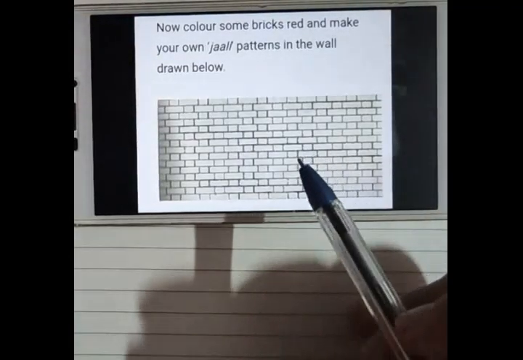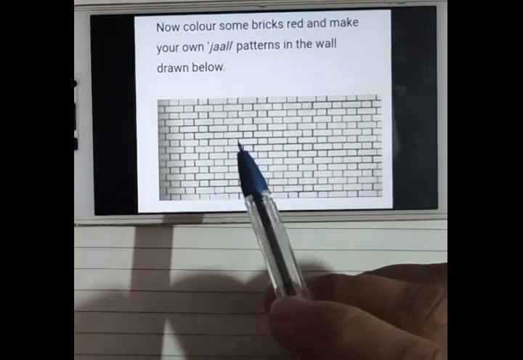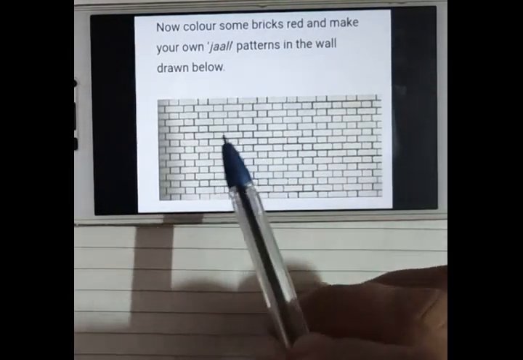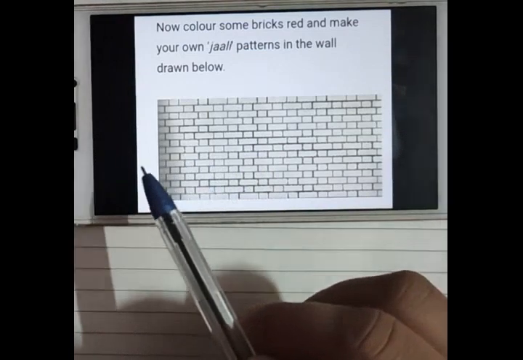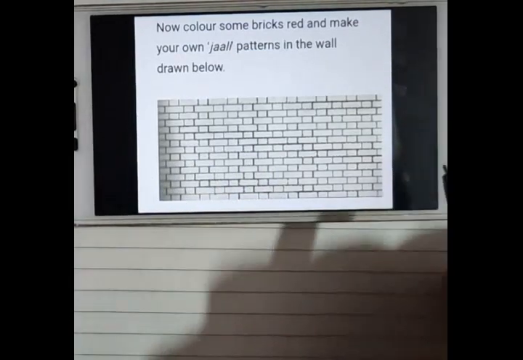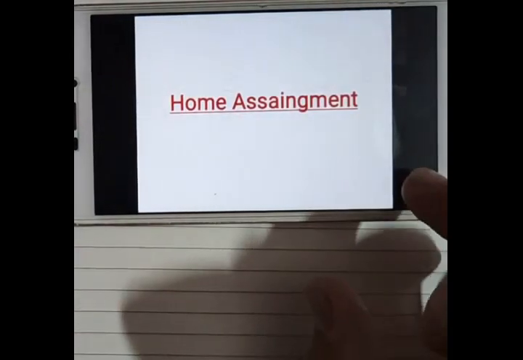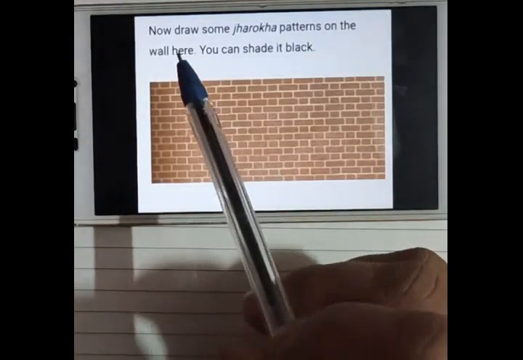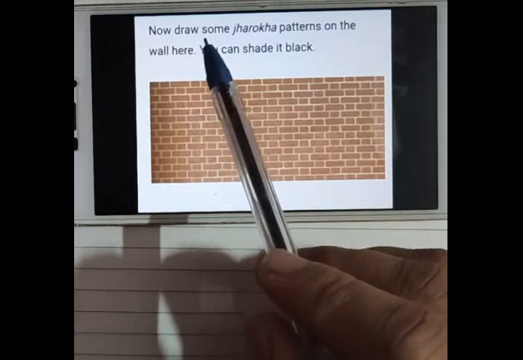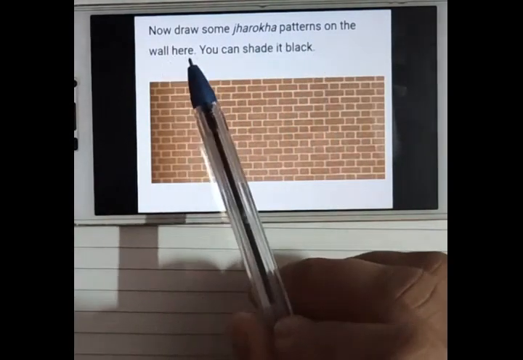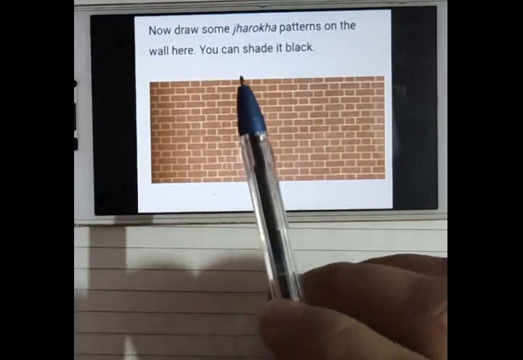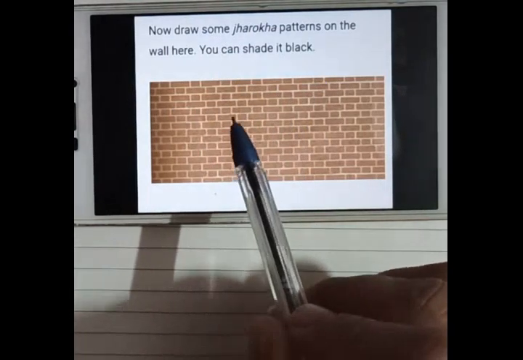In this question, a wall is given, and on this wall you have to form a jali pattern. The jali pattern we have discussed in the previous question, so you can form any jali pattern here. This will be a home assignment. In the next question, draw some jharokha pattern on the wall here. You can shade it black. So you have to draw a jharokha pattern.